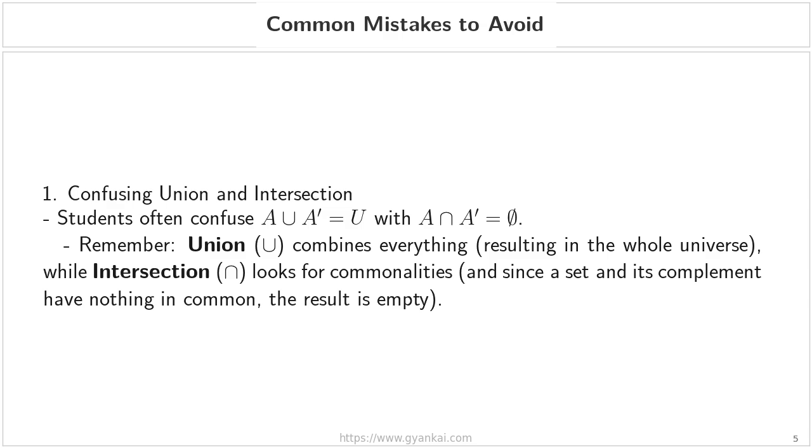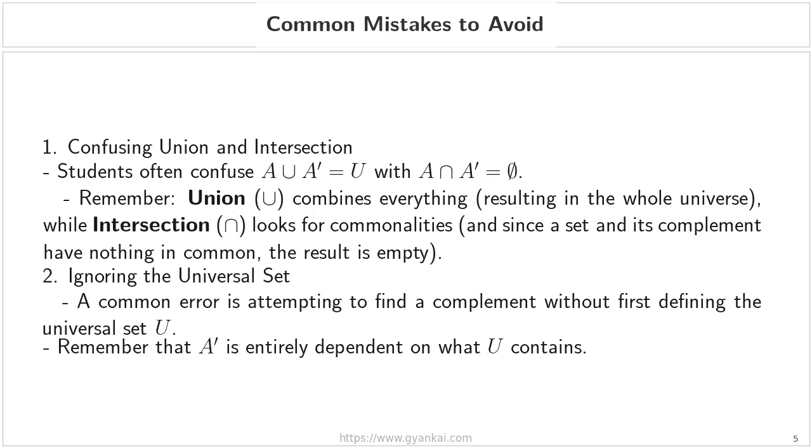To keep this straight, remember the logic we used in our classroom example. The union symbol, which looks like a U, is for combining or uniting everything. When you combine a group with everyone outside that group, you naturally cover the entire universe. On the other hand, the intersection symbol looks like an N and is looking for common ground. Since a set and its complement are, by definition, opposites, they have nothing in common, which is why the result must be the empty set.